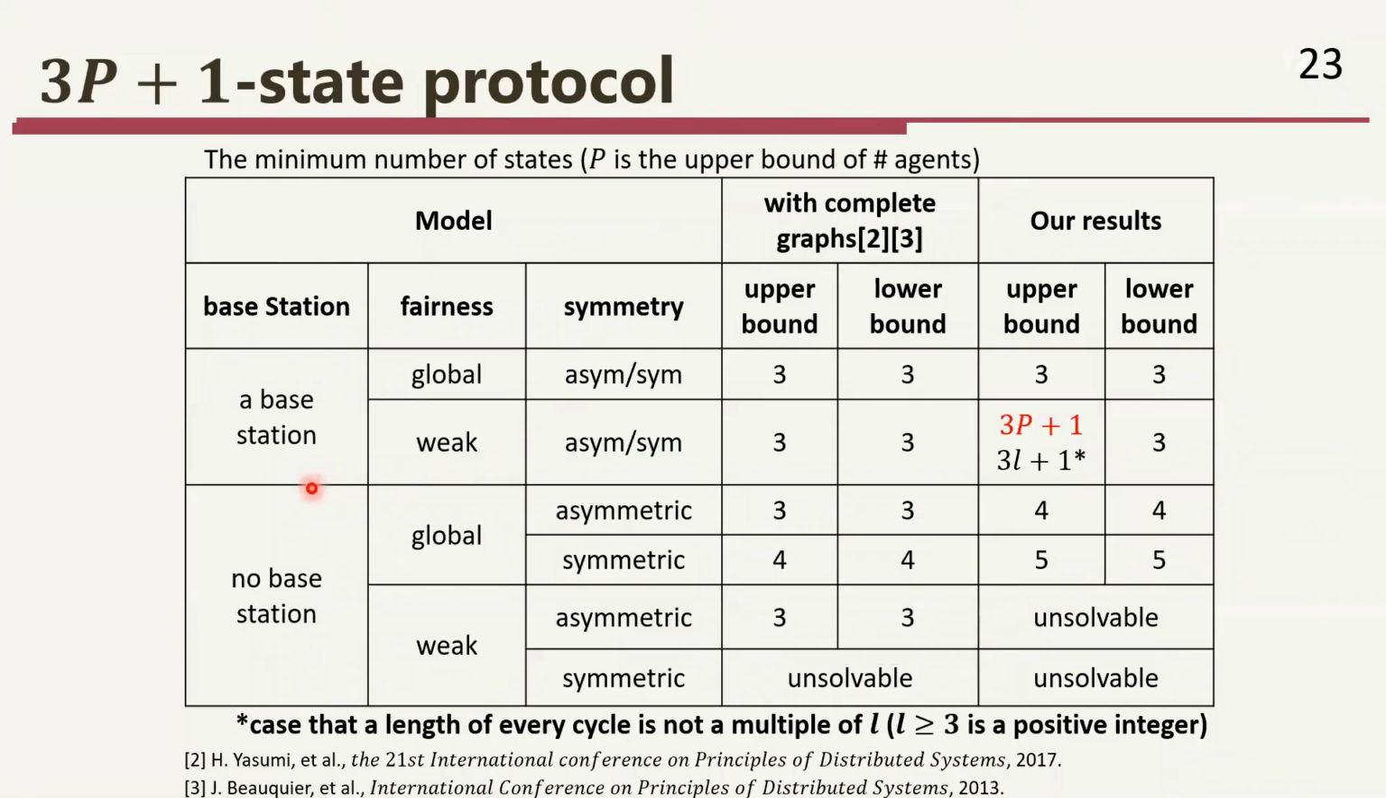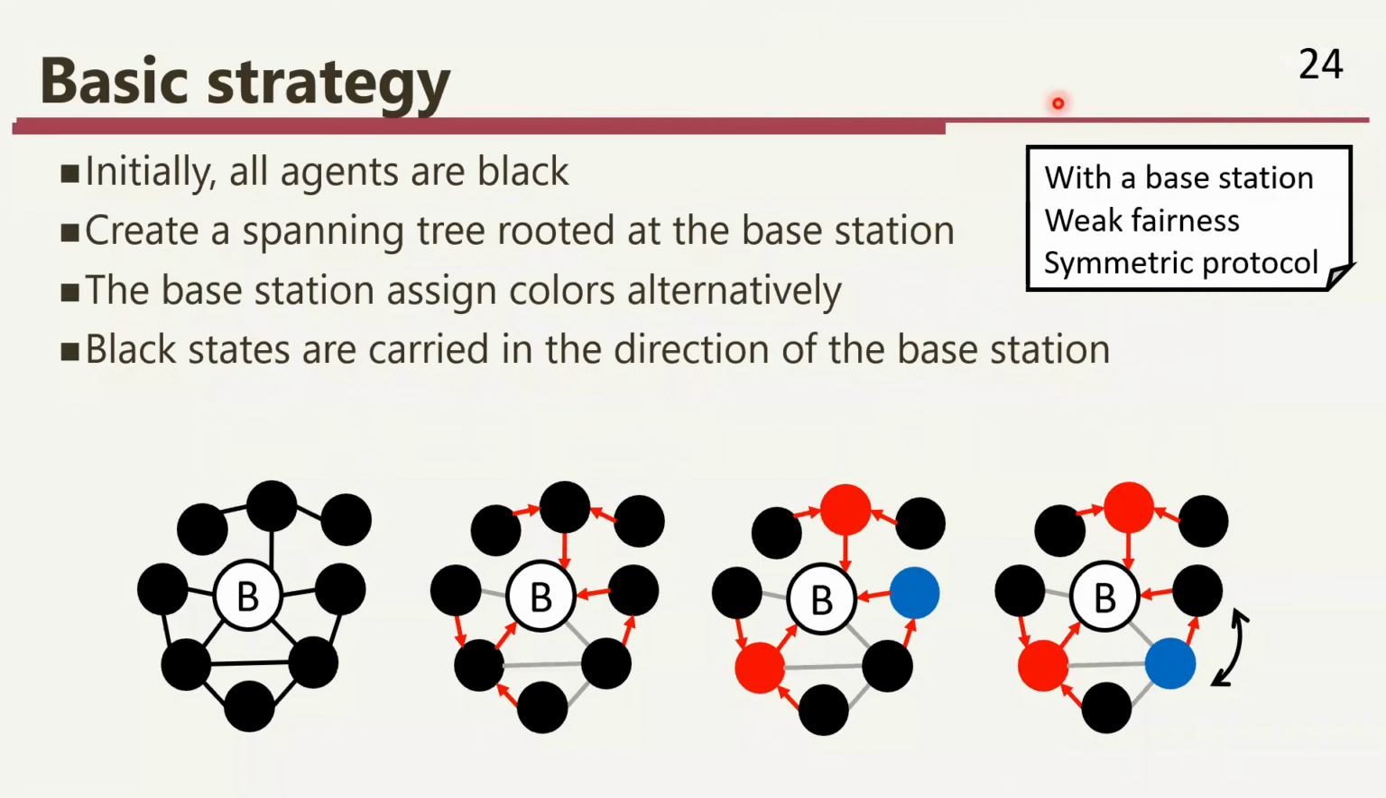From now, I explain a 3p plus 1 state protocol under weak fairness with a base station. This is the basic strategy of the protocol. Initially, all agents are black. Then, to assign red and blue by the base station, create a spanning tree rooted at the base station. After that, the base station assigns red and blue alternately to agents.